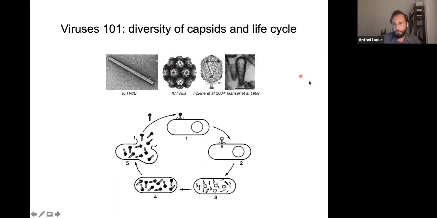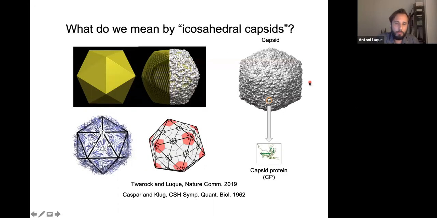Okay. So first of all, let's discuss what we mean by icosahedral capsid. An icosahedral capsid has its proteins organized following the axes of symmetry of a regular icosahedron. Now, a regular icosahedron is formed with 20 regular triangles, and this structure has 10 axes of symmetry that go through the triangles, and they have threefold symmetry.